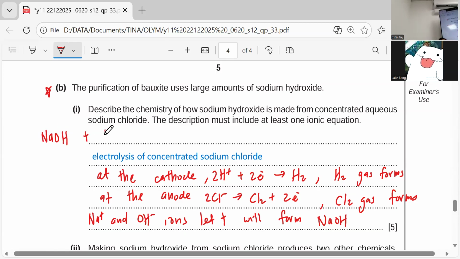This is the overall equation, do you remember?